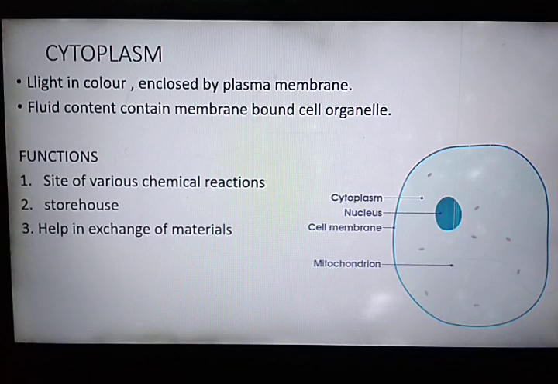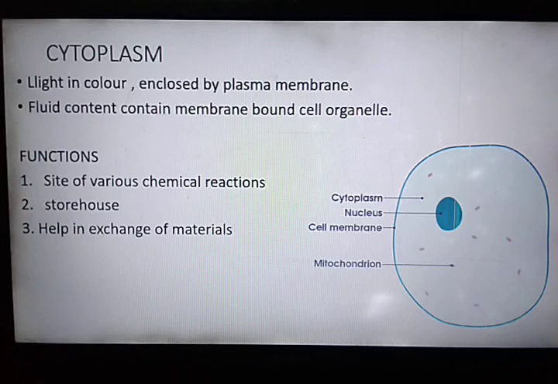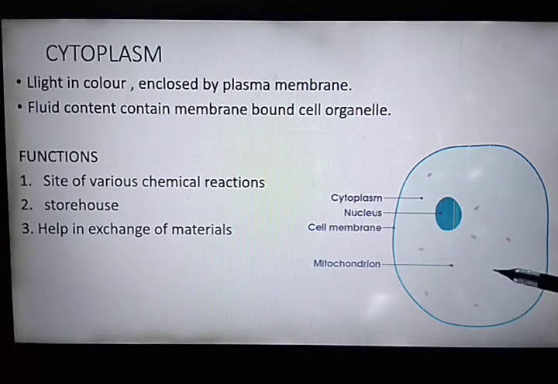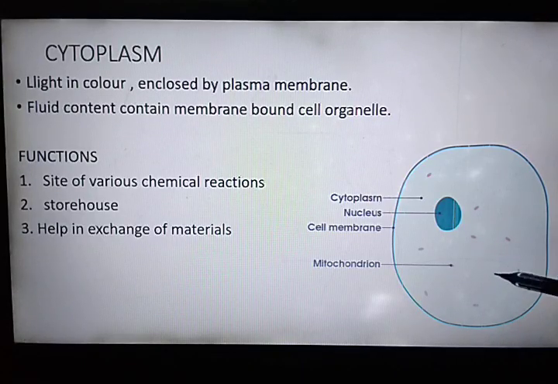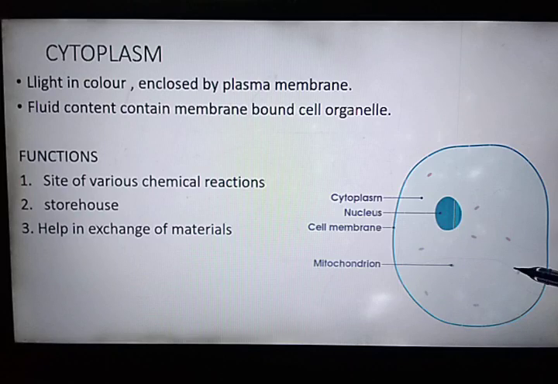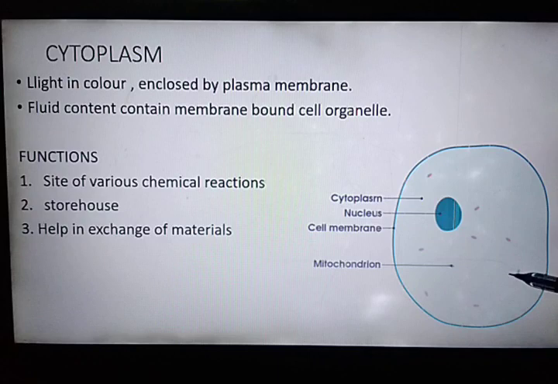So what is cytoplasm? Cytoplasm is a large region of each cell enclosed by the plasma membrane. It takes very little stain, so it appears light in color as compared to the nucleus. It is a fluid content inside the plasma membrane in which various specialized cell organelles are present. Cell organelles present in the cytoplasm perform specific functions for the cell and are enclosed by their own membrane.